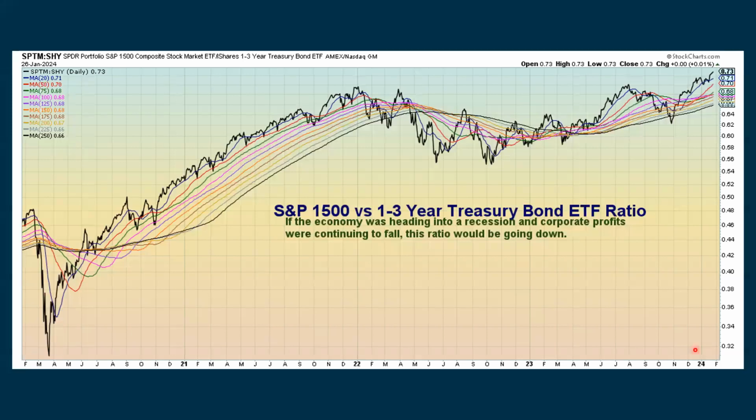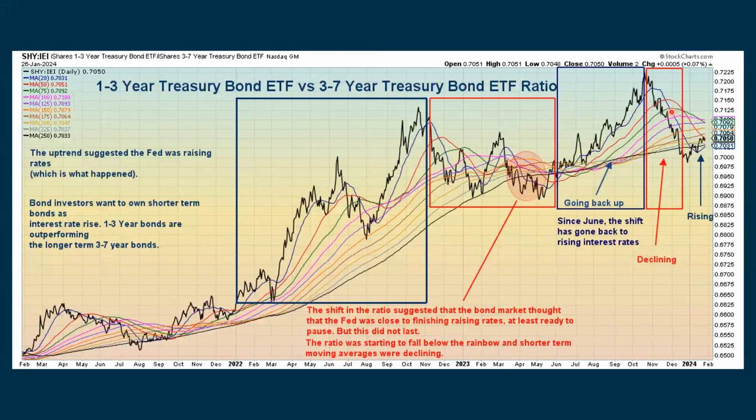Then we keep an eye on bonds. This is the S&P 1500, which is a broader range of the market. And we compare that with shorter term bonds based on 1 to 3 years. This is showing that stocks are outperforming bonds. Then we look at the 1 to 3 year bond ETF, and we compare it with further out bonds.